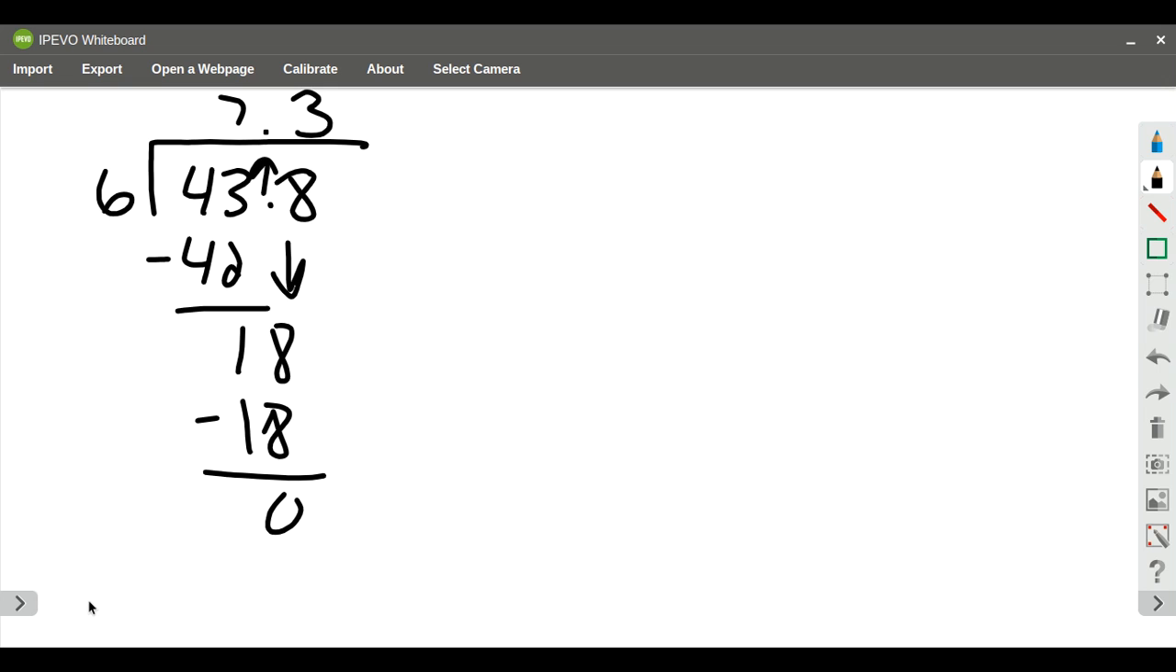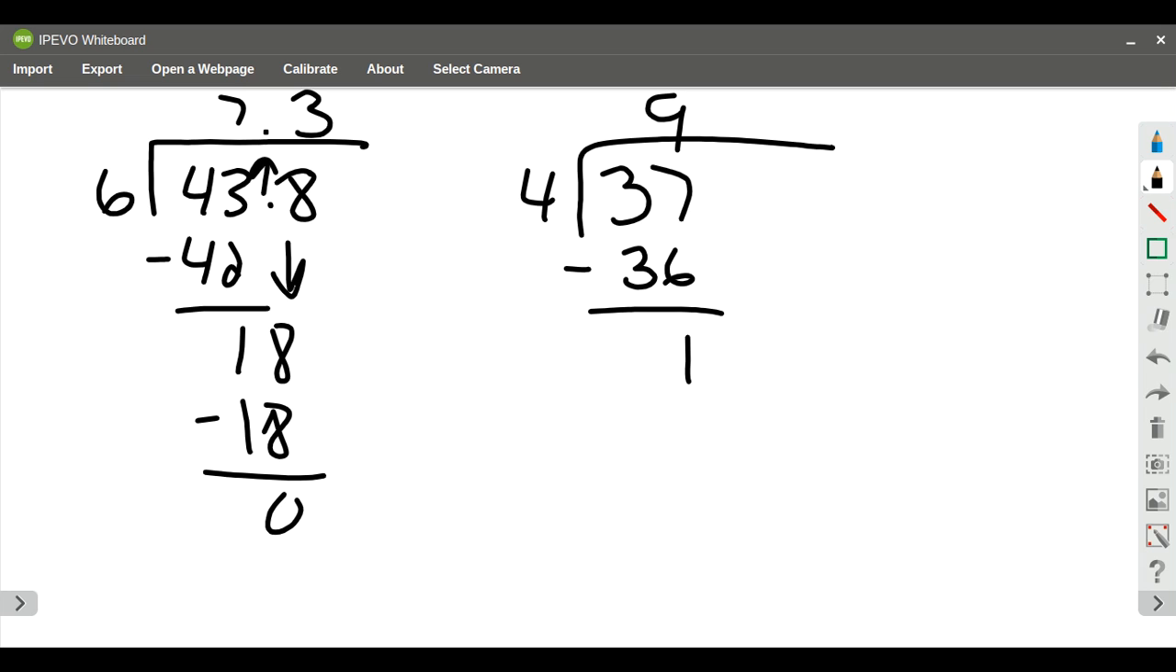Okay. Problem number 4. I have 4 divided into 37, and then my decimal is going to be right there. I'm going to work this problem just slightly differently than what we've seen. I'm going to take the decimal away. So I'm going to look at how many times 4 goes into 37. 4 goes into 37 9 times. 4 times 9 is going to be 36. I'm going to subtract, and I have 1 left over.